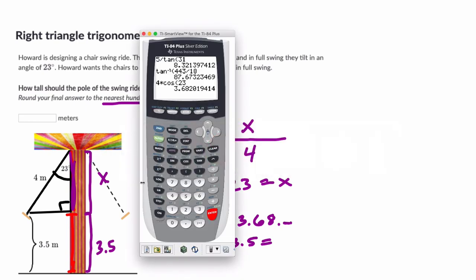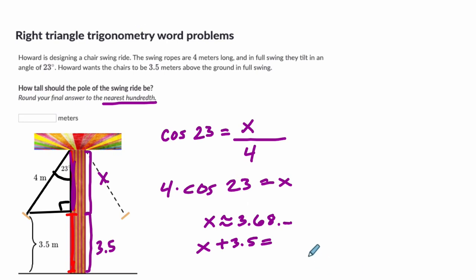So on the calculator, all I have to do is press plus, and it pulls up my previous answer. So this previous decimal. Or I can press second answer, plus 3.5. And I get 7.18, and to the nearest hundredth, that's 7.18. And that's our answer in meters.